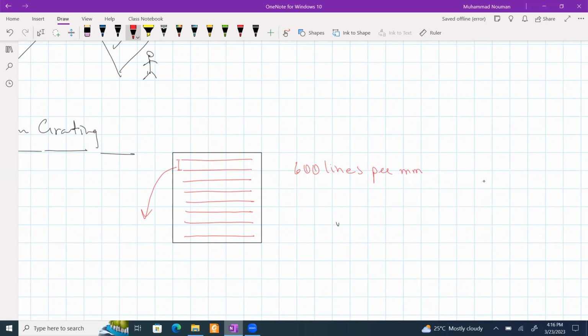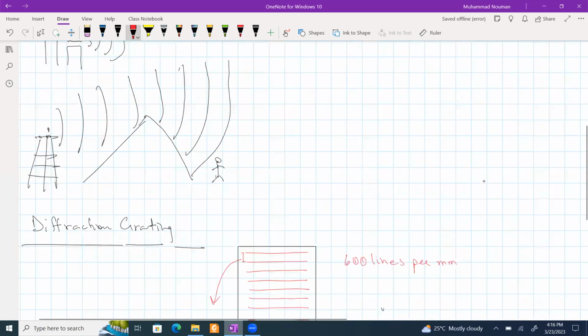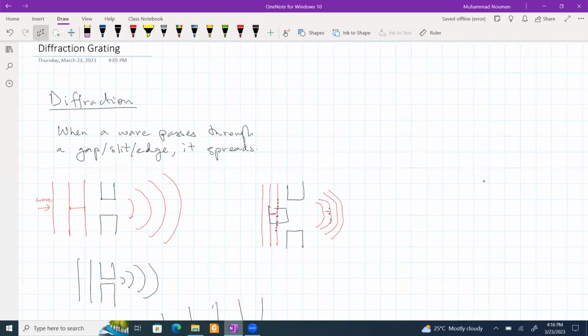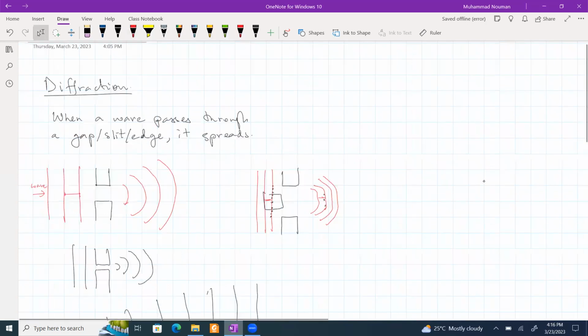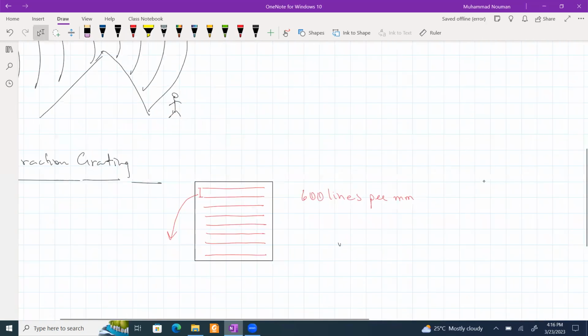Light is incident on this diffraction grating, so it will be passing through very, very small, narrow slits, right? And when it passes through narrow slits, as we studied, when a wave passes through a gap, it spreads. So the light will also spread. The condition for diffraction to be observed at its best is that the size of the gap equals the wavelength.